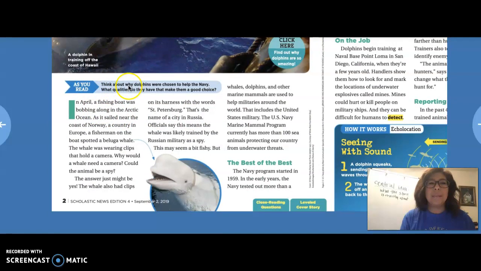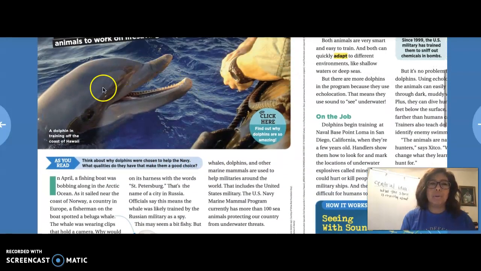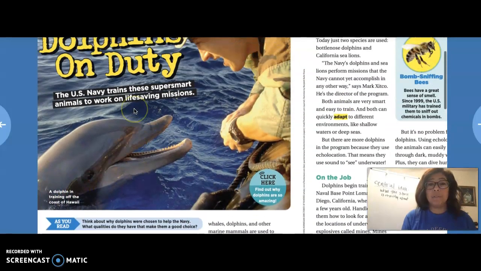As you read, think about why dolphins were chosen to help the Navy. What qualities do they have that make them a good choice? Also, I want to read this caption right here. It says the dolphin in training off the coast of Hawaii.